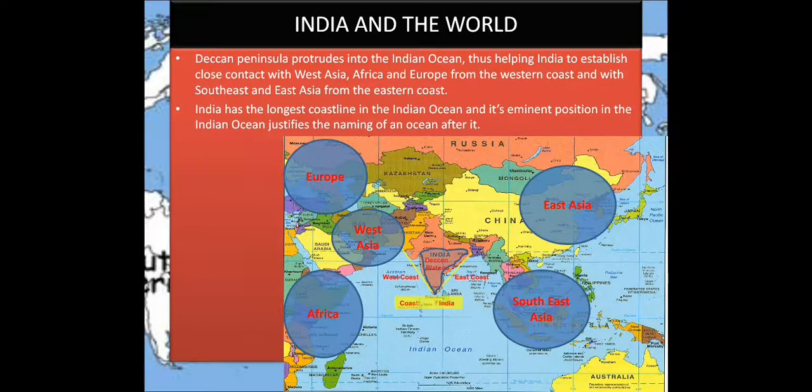Now since the coastline of India is so big, and the positioning of India is of such a nature that it is completely surrounded by the ocean, and it has such a big coastline, that is why an entire ocean has been named after our country, that is the Indian Ocean.